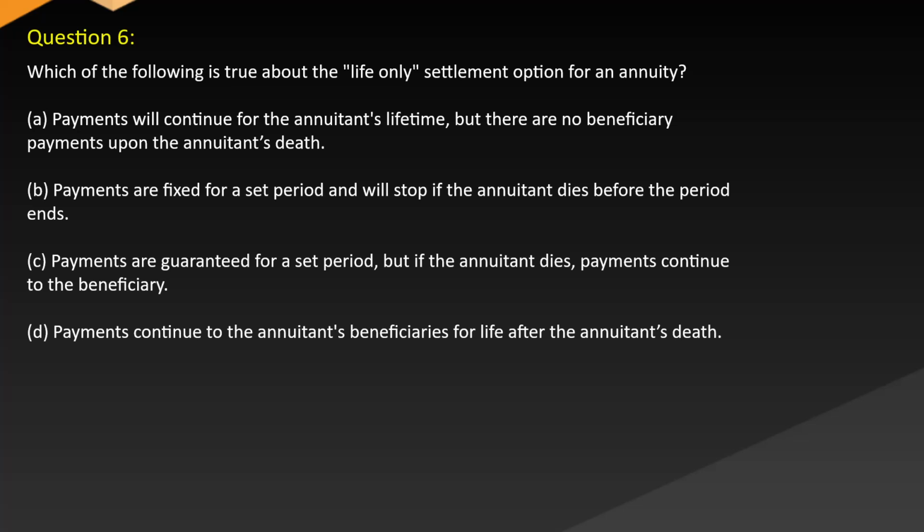A. Payments will continue for the annuitant's lifetime, but there are no beneficiary payments upon the annuitant's death. B. Payments are fixed for a set period and will stop if the annuitant dies before the period ends. C. Payments are guaranteed for a set period, but if the annuitant dies, payments continue to the beneficiary. D. Payments continue to the annuitant's beneficiaries for life after the annuitant's death.